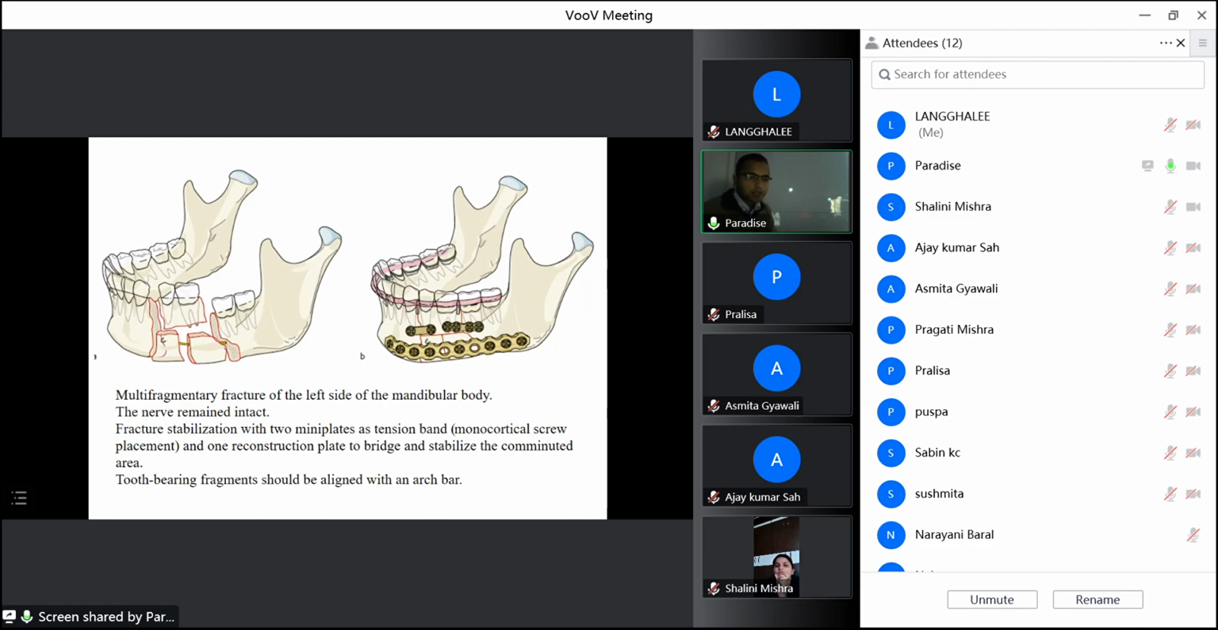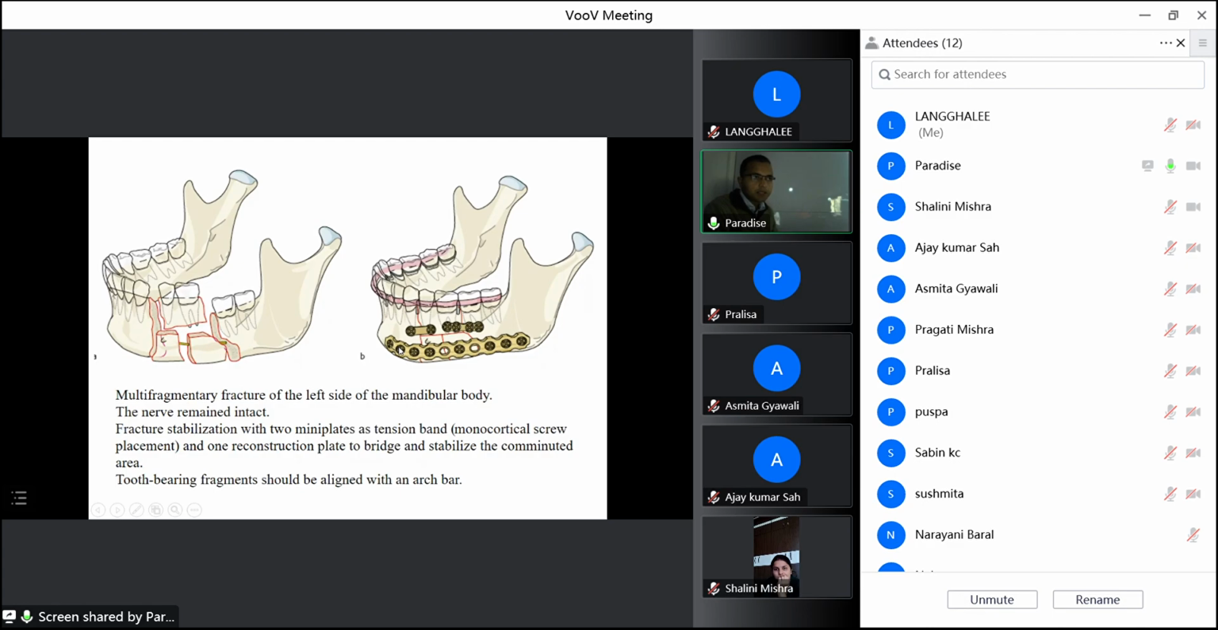Tooth-bearing fragments should be aligned with the arch bar. Again, the comminuted fracture should be assembled together either with the help of mini plates or arch bar. After all the small fragments are assembled together, then the reconstruction plate is placed. You can see that three screws are placed posterior to the last fracture line. Again, anterior to the fracture line, 3 screws are placed.